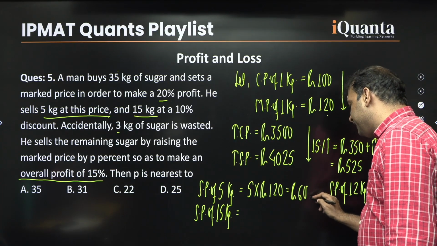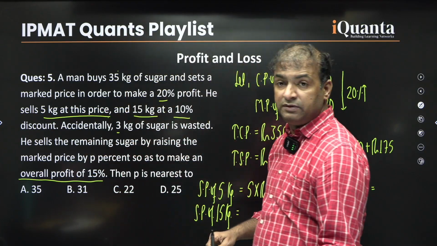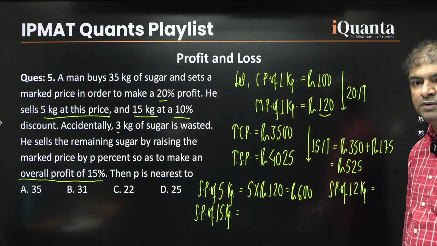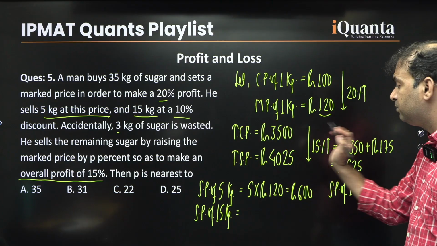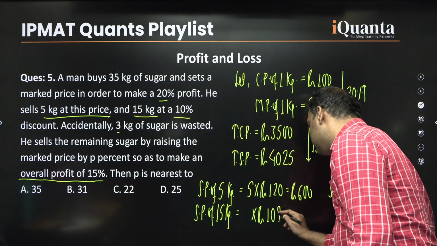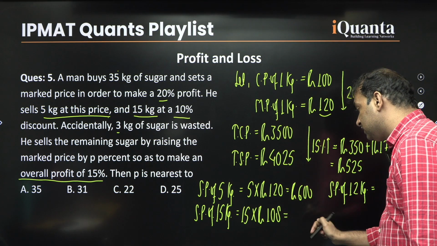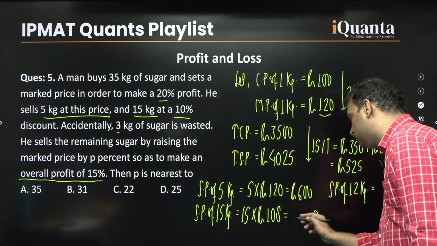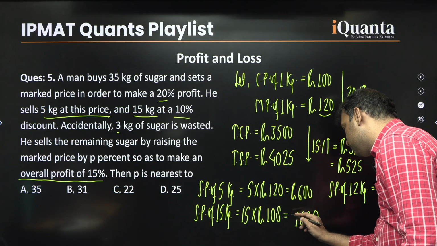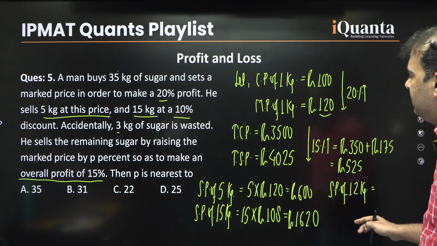Simple. Next, for 15 kg, he gave a discount. Remember, guys, he gave a discount of 10% on the mark price. So 10% on 120 is 12. That means the selling price should be 108. Pretty simple calculation, right? So I'm just writing 108 directly. And these are 15 kg. So 15 into 108, which is: 15 times 8 is 120, write 0 carry 12, then 2, then this is 1, 15 and 1 is 16. Simple. So this is 1620, right?